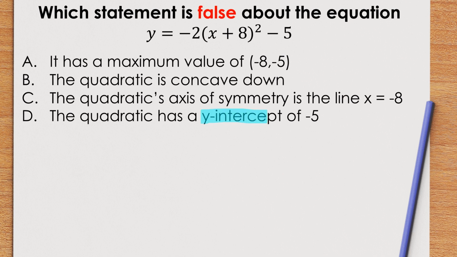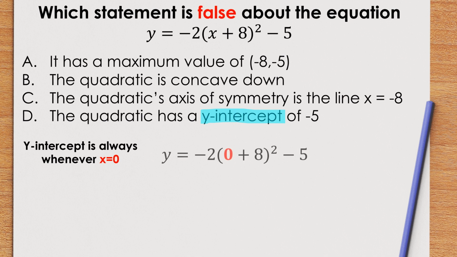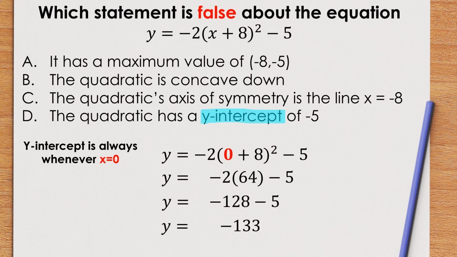Choice D states that the y-intercept is negative 5. And since it's pretty easy to find the y-intercept, let's start with this option. To find the y-intercept, all we have to do is set x equal to 0 and solve for y. 0 plus 8 gives us 8, and 8 squared will give us 64. Then, when we multiply by negative 2, we get negative 128. Minus the 5 will give us negative 133. So choice D is clearly false.